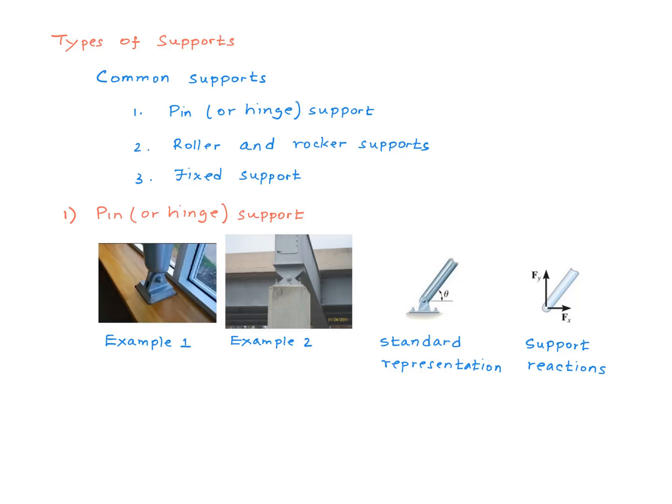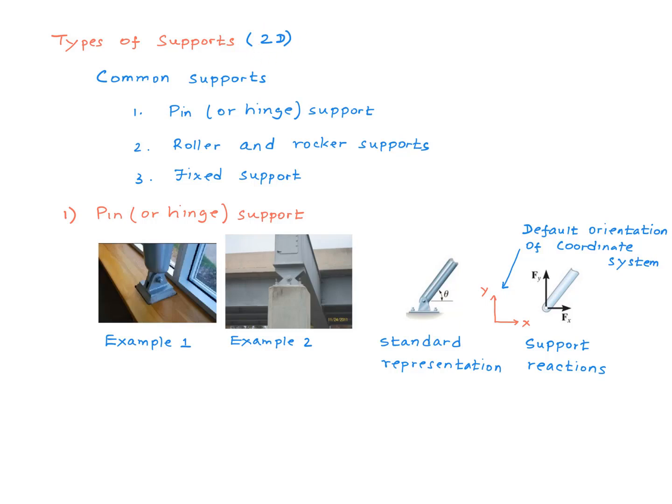Once we identify the support type, the next step in developing the free body diagram is to draw the forces acting on the support, right? Or what we call the support reactions. Before I proceed, let me emphasize that we've been talking about two-dimensional structures, right? So these supports also go with two-dimensional structures. So let me put the 2D in here in the title.